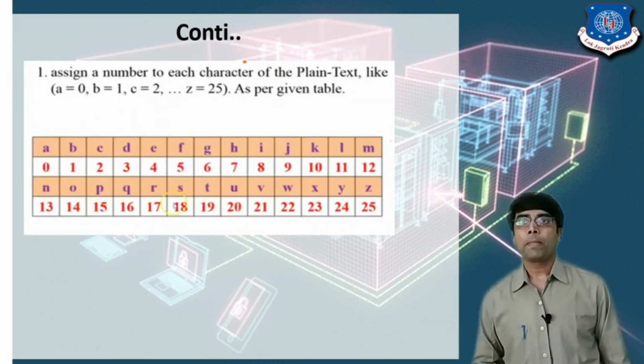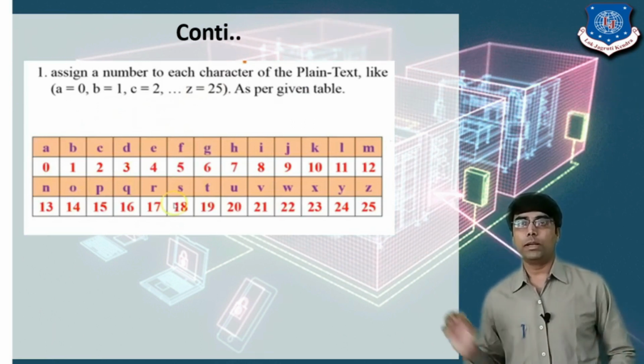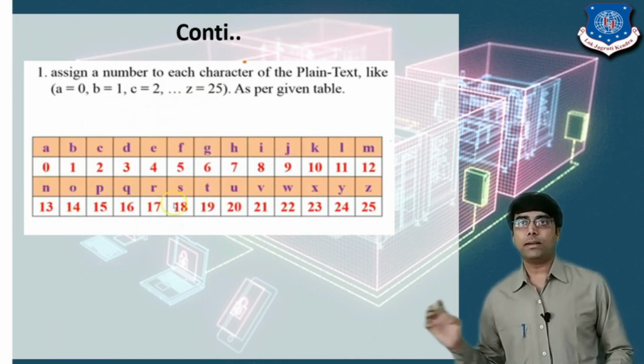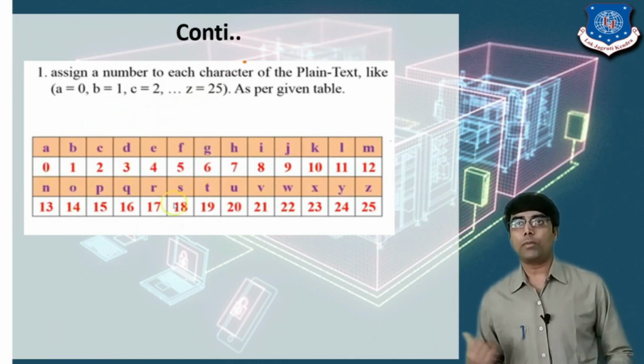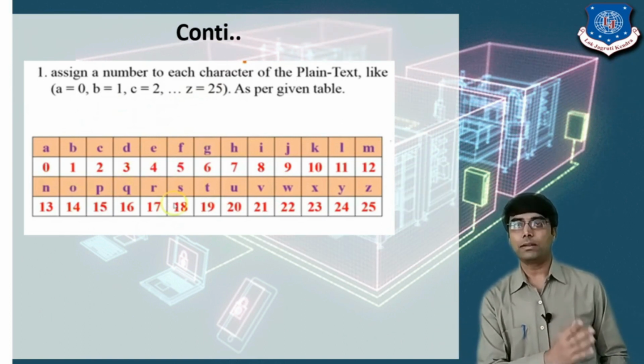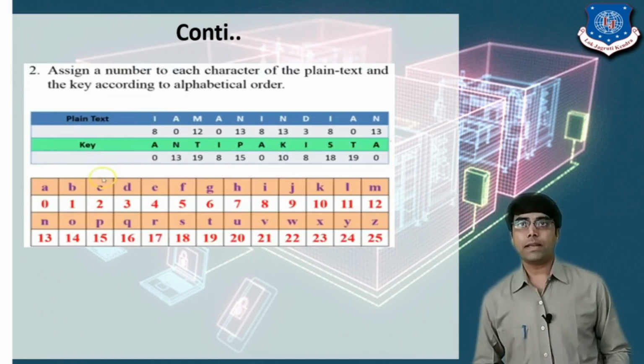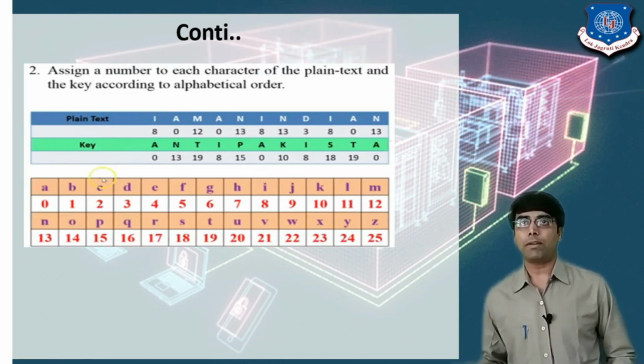Now let's see one example here. Here you have been given the alphabet with numbers. You know that, right? We assign a number to each character, like A equals 0, B equals 1, up to Z, whose value is 25. Now assign a number to each character of the plaintext and the key according to the alphabet order.